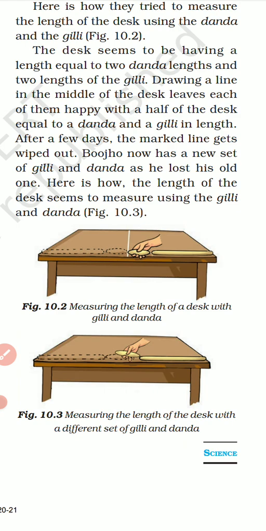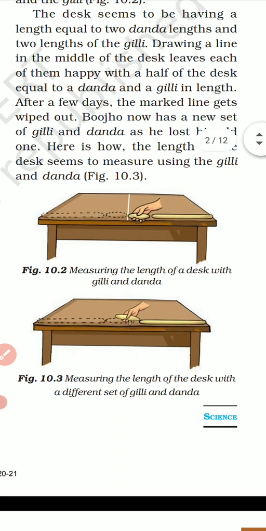Drawing a line in the middle of the desk leaves each of them happy with a half of the desk, equal to 1 danda and 1 gilli in length. After a few days, the marked line gets wiped out. Bujo now has a new set of gilli and danda as he lost his old one. Here is how the length of the desk seems to measure using the new gilli and danda. You can see this. What's happening?